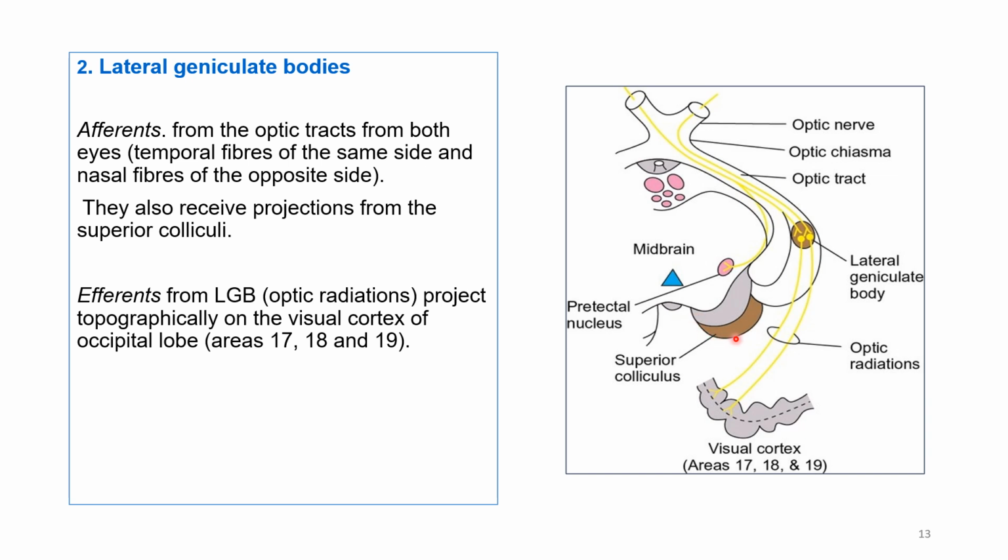Here you can notice the superior colliculus and the lateral geniculate body. From the optic nerve, after the optic chiasma, the optic tract will be formed. They will stimulate the lateral geniculate body. The superior colliculus is also sending its information to the lateral geniculate body. Here, the optic radiations will emerge and project topographically on the visual cortex of the occipital lobe, areas 17, 18 and 19.